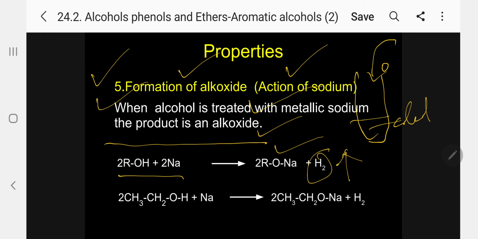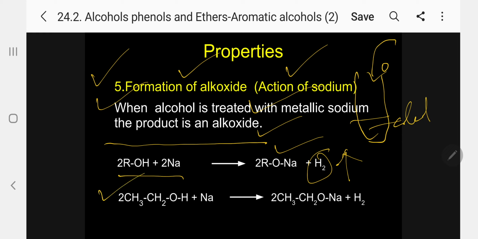Immediately you can see effervescence. Brisk effervescence shows that hydrogen is liberated. That means alcohol is there. This test is not only for alcohol, but also for any acidic hydrogen. Since we are studying alcohol specifically, we can apply the action of sodium on alcohol.